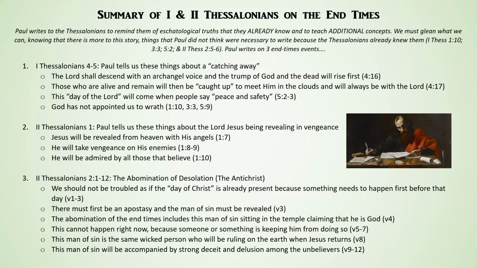And the man of sin is the same wicked person who will be ruling on the earth when Jesus returns. That's in verse 8. And this man of sin will be accompanied by strong deceit and delusion among unbelievers. So these are the things we learned from 2 Thessalonians 2 in verses 1 all the way through 12. So let's summarize. Let's put those together, and then we'll call it a night. All right?